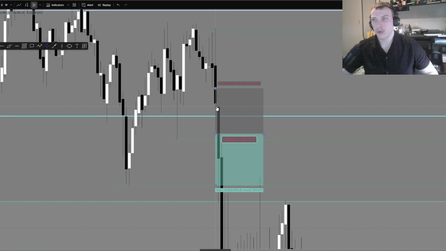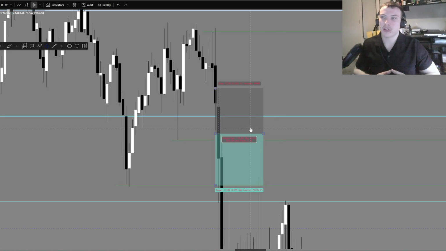In this scenario, we got our 1, 2, 3: push, retrace, second push. We entered, and I put my stop loss above the wick. That's the first place we can place our stop loss, above the candle's wick. And usually my stop loss size depends on how volatile the market is.